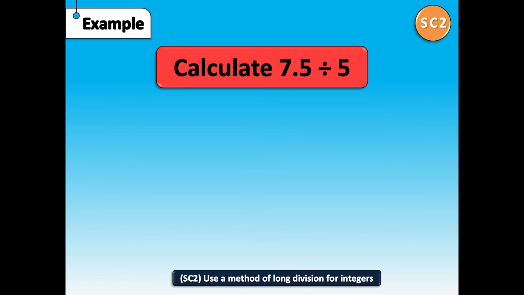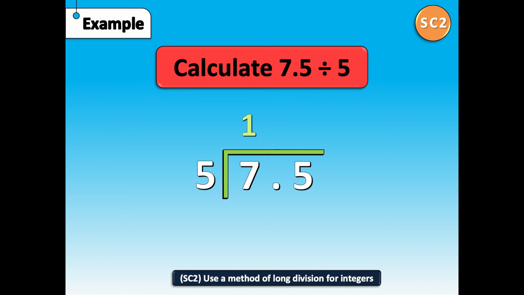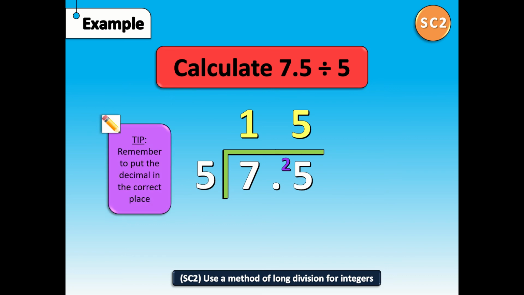For this question, we want to do 7.5 divided by 5. So we do a bus stop, 5 on the outside and 7.5 on the inside. 5 into 7 goes once with 2 remainder, so we carry the 2. And 5 goes into 25 5 times. Now we need to remember to put our decimal point in the correct place, and it needs to go straight above our decimal point on the bottom, so it needs to go here. So our answer is 1.5.